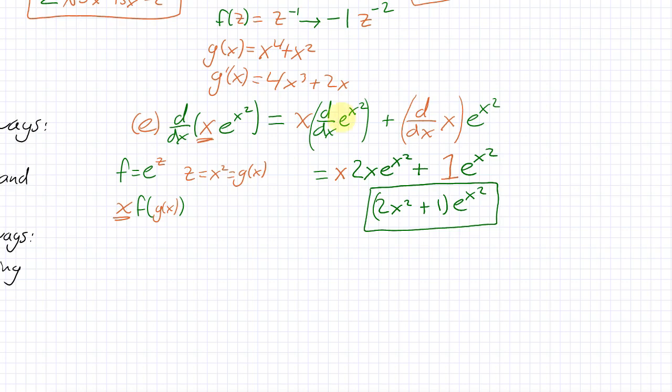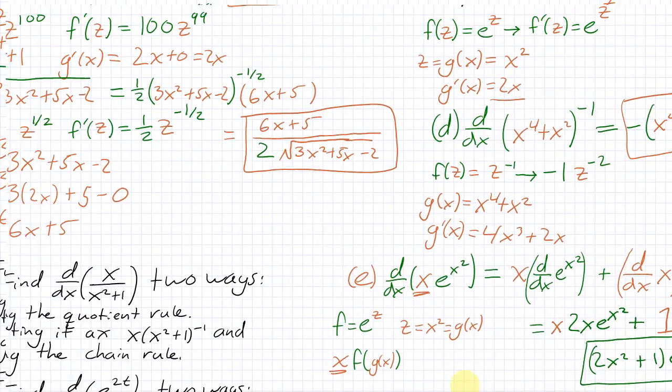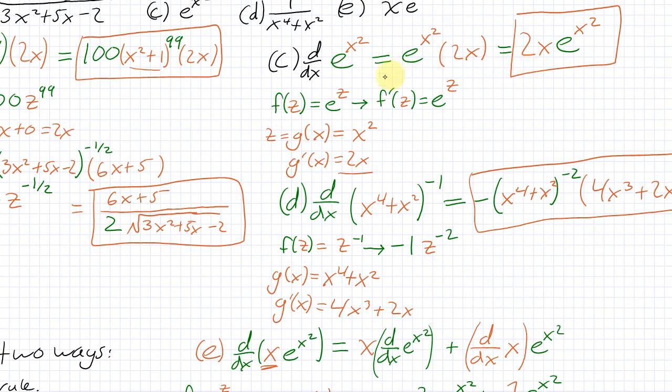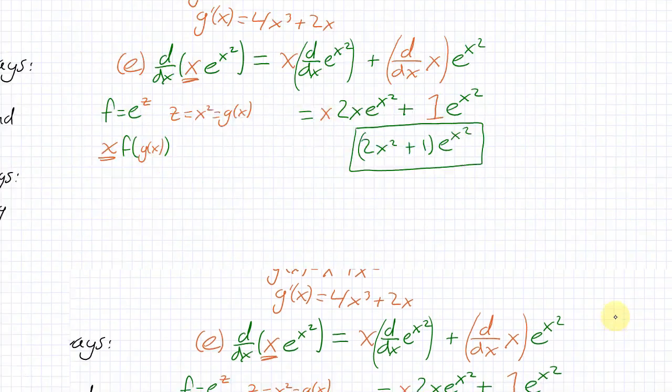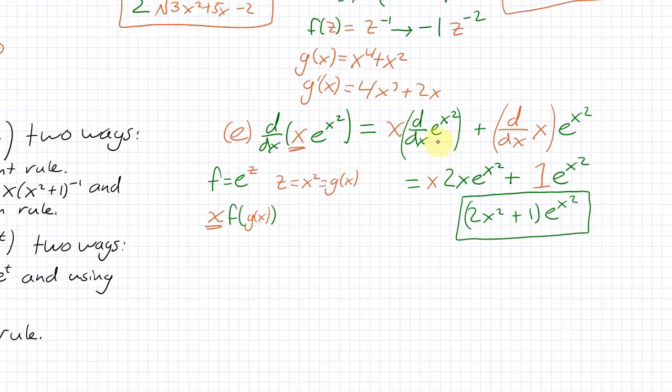Anyways, times the derivative of the second factor plus the derivative of that first factor times the original e to the x squared second factor. So the e to the x squared derivative part, we just did that right over here with part C. The derivative of e to the x squared using the chain rule was 2xe to the x squared. So we did need to use a chain rule just to do that part. But I didn't show those steps here because I just did it.